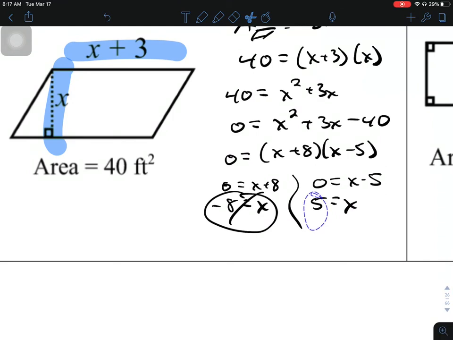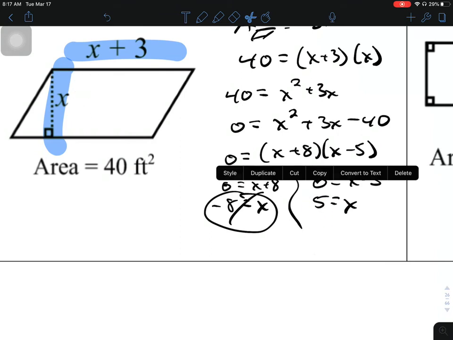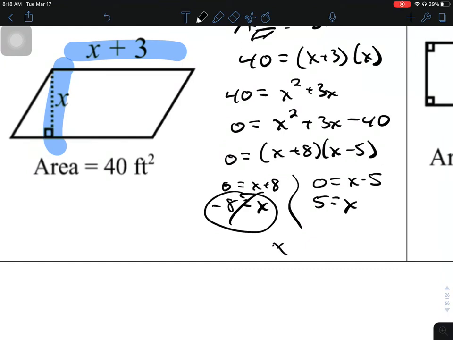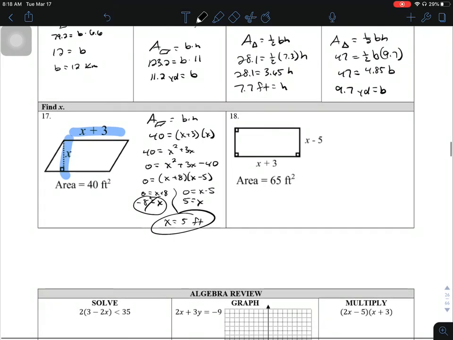Does x equals 5 make sense? Because sometimes none of these answers work. This height would be 5, this would be 8. That is perfectly appropriate. So we're saying that x is 5 feet. Make sure you include your units.